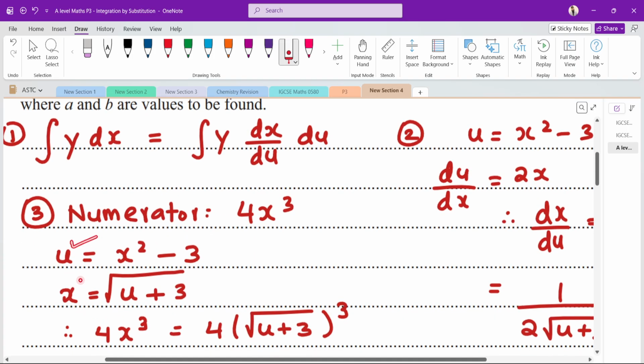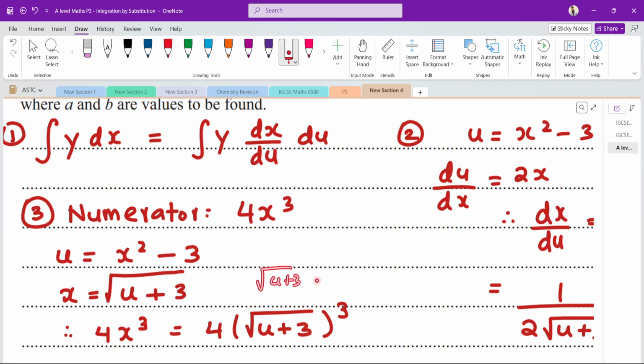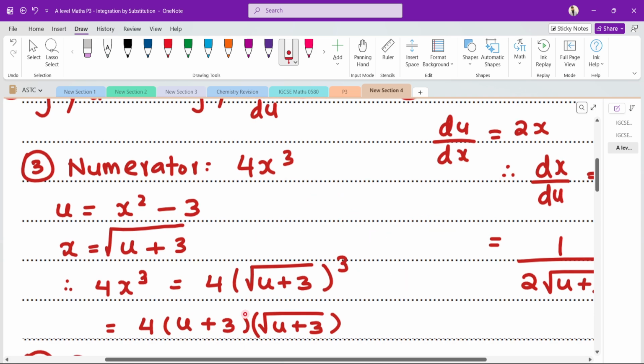This is u, this is x, and now in place of x, I can write down the square root of u plus 3. Now, when we expand the bracket, this is saying that you have the square root of u plus 3, then times the square root of u plus 3, and times the square root of u plus 3. When you multiply these two, the square root cancels out, and you are just left with u plus 3. And for the second one, you will have the square root of u plus 3. And that's what we're going to get over here.